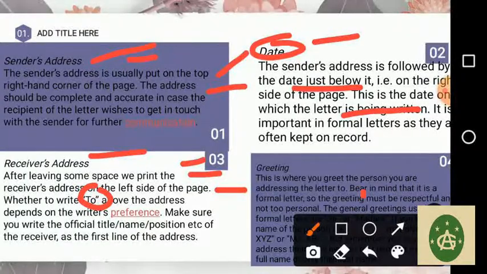Then make sure you write the official title, name and position, etc. of the receiver as the first line of the address. Suppose you are writing the letter to me. So you are going to write my name, Mrs. Kausar Imran, and then after that you will be writing the title or the position or the designation of mine, that is section head, and after that the school name, Gulaman Abbas School.